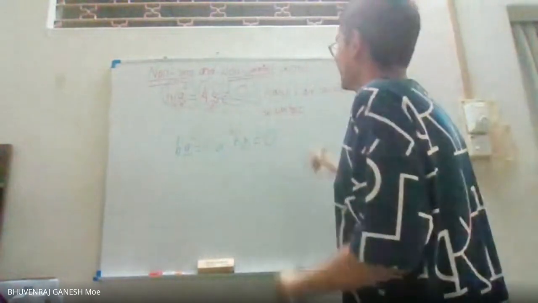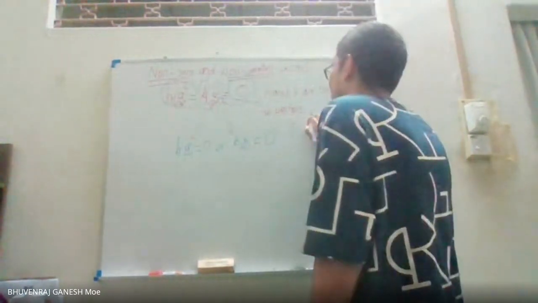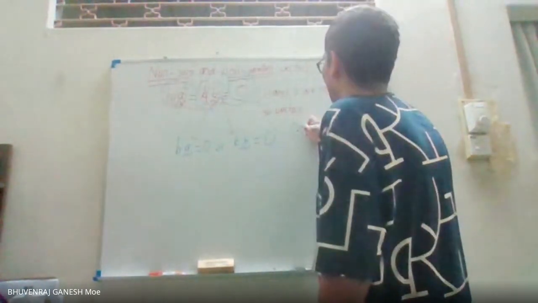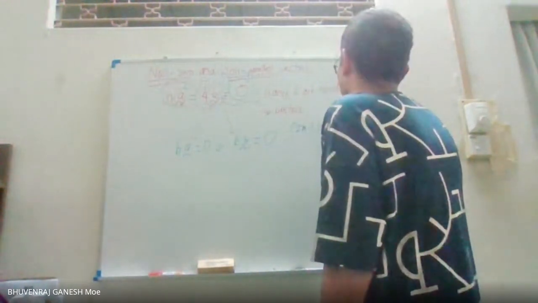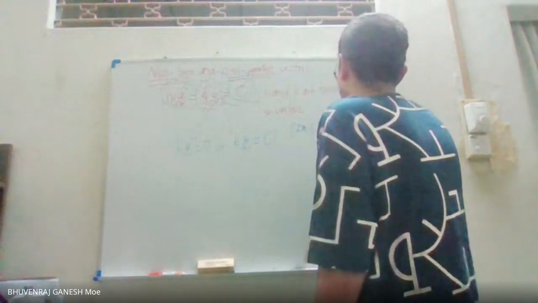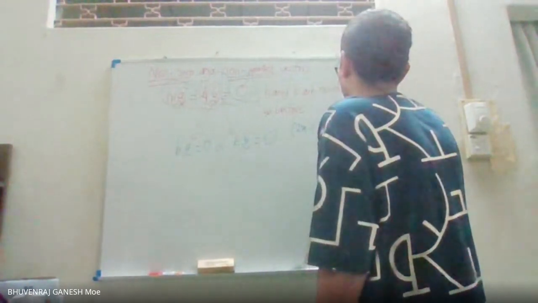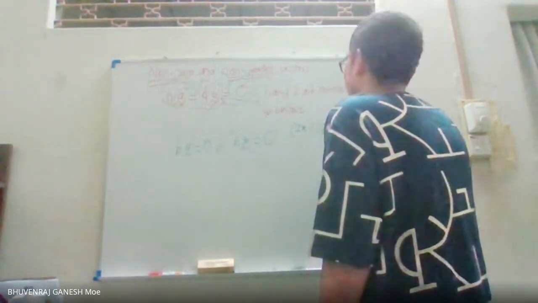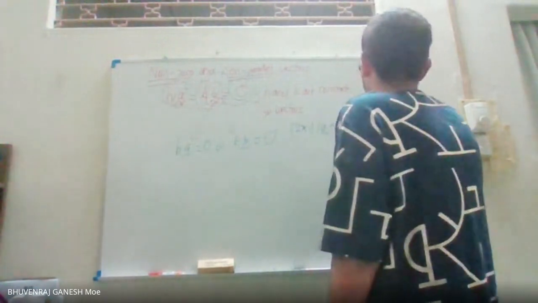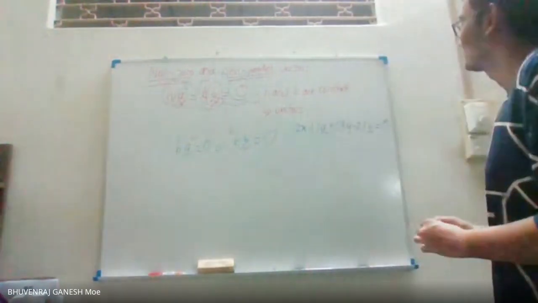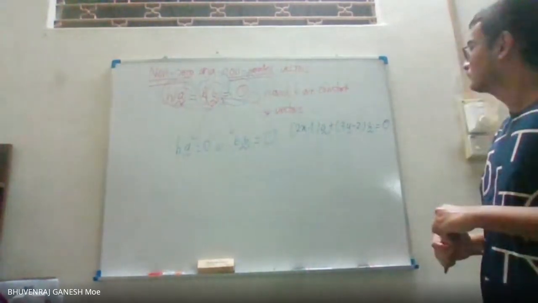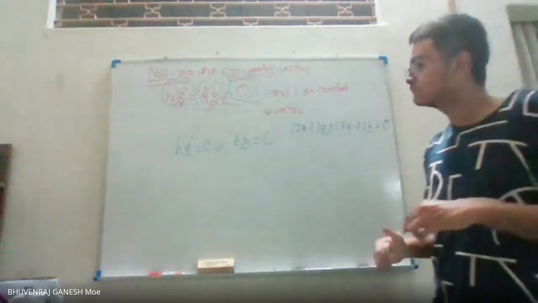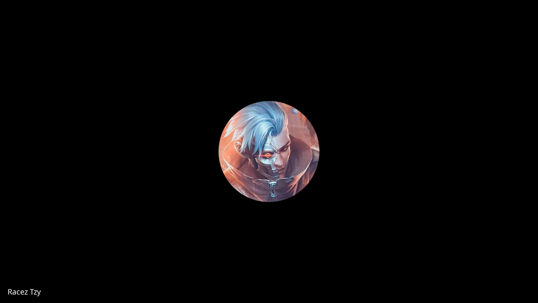So let's say I give you an example of a question. Let's say 2x minus 1 a plus 3y minus 2 b equals 0. If I ask you to find x and y, what will it be? X and y.